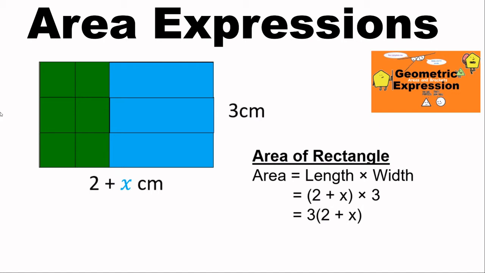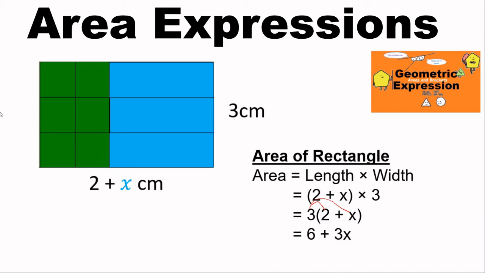So working this through, I'm saying that the area of this rectangle is 3 times 2 centimeters because there are 3 rows of 2 centimeters, plus 3 times x centimeters because again there are 3 rows of x centimeters. And of course that expands out to be 3 times 2, which is 6, plus 3x. And you can see that in the area of my rectangle. That is 6 of these centimeter squares plus 3 times a rectangle, which is x centimeters by 1 centimeter.